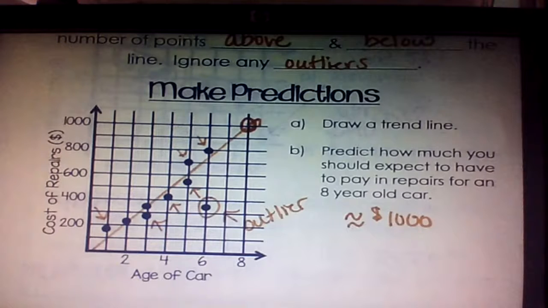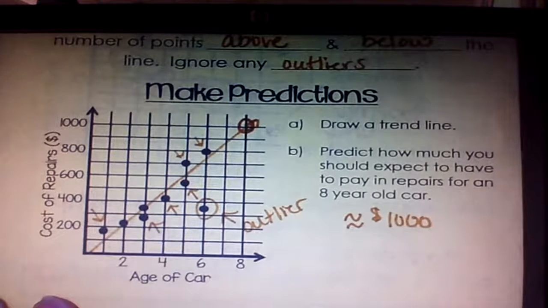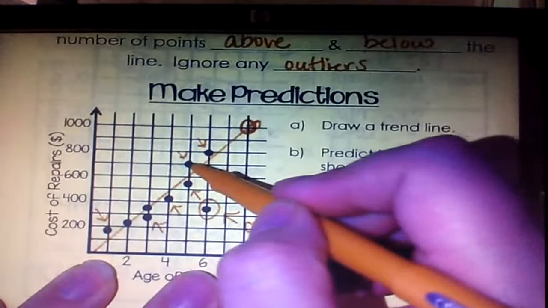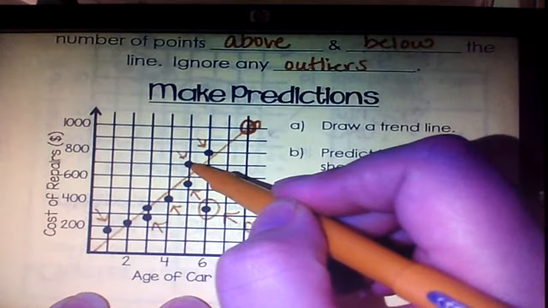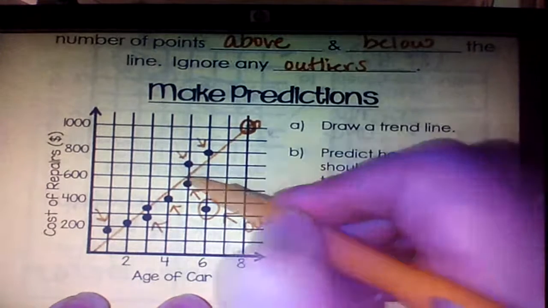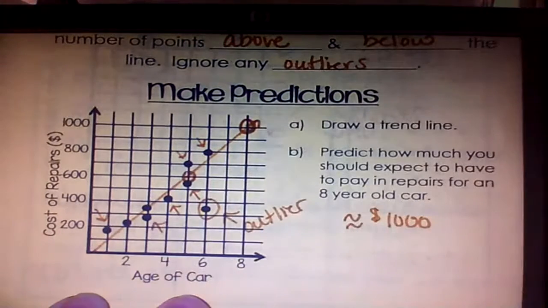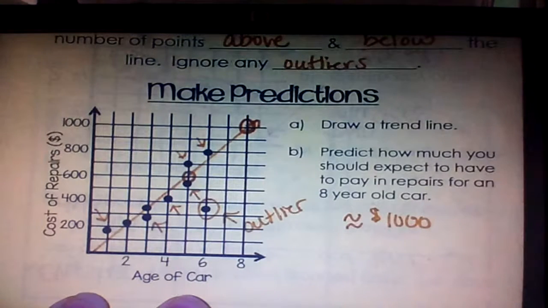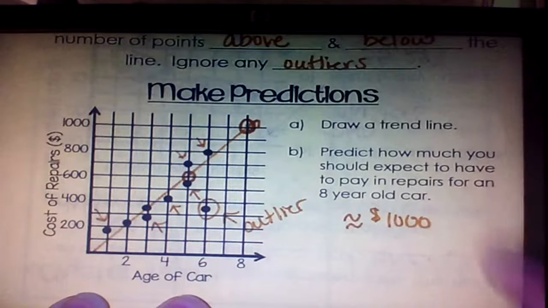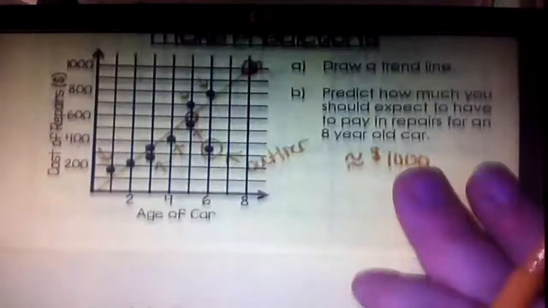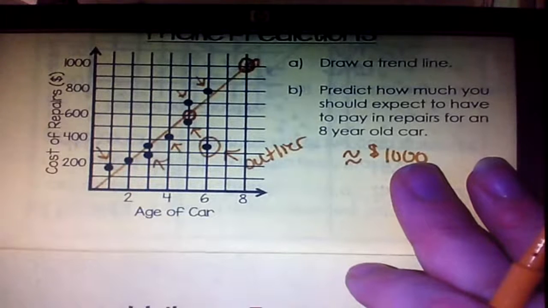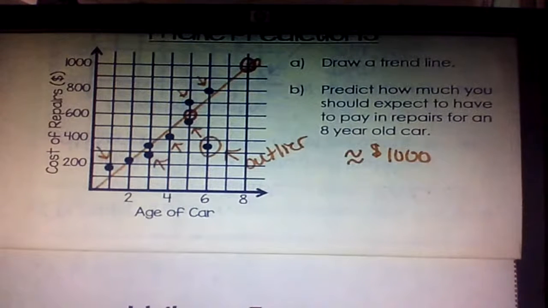So 5 and 700. Careful, 5 and 700 is way up here. Is that actually on your line? Yeah, on your actual line itself. So mine's like 5,600-ish. Okay, you want actually on the line that you drew, not just any point that's on the graph. So do you use your line or our line?